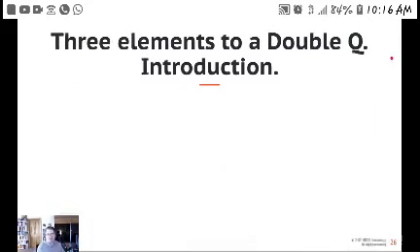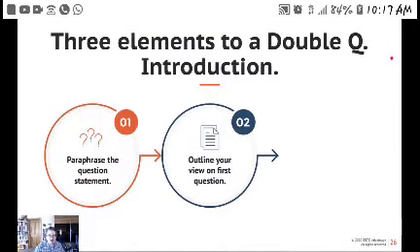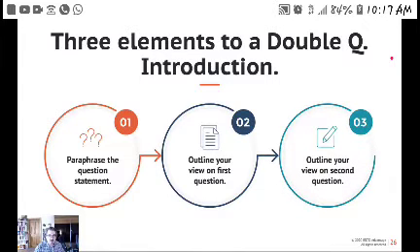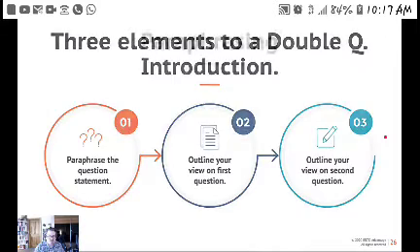So there are three elements to a double question introduction. Number one, paraphrase the question statement. Number two, outline your view on the first question. And number three, outline your view on the second question. So not three sentences, three elements. So you're going to take the question statement, you're going to paraphrase it, then you're going to outline your view on the first question, and then outline your view on the second question.